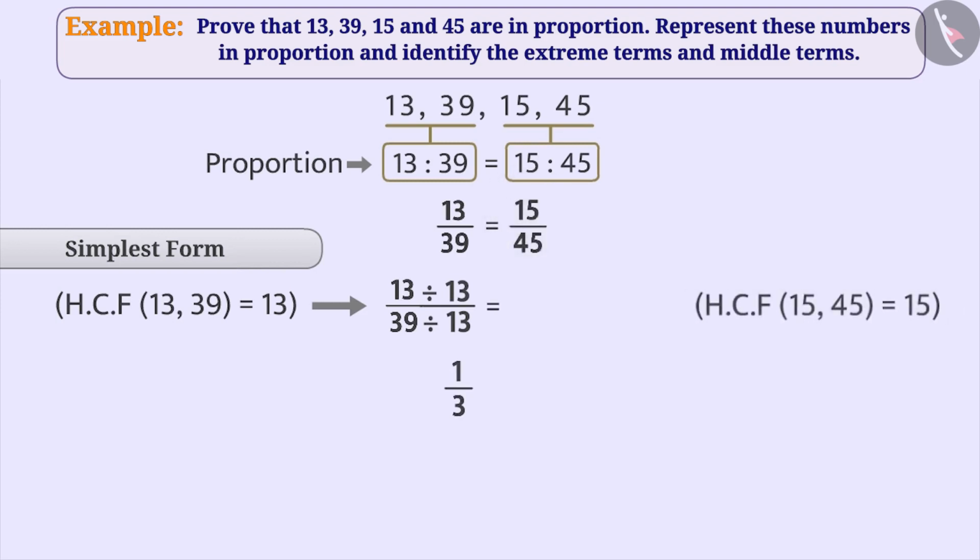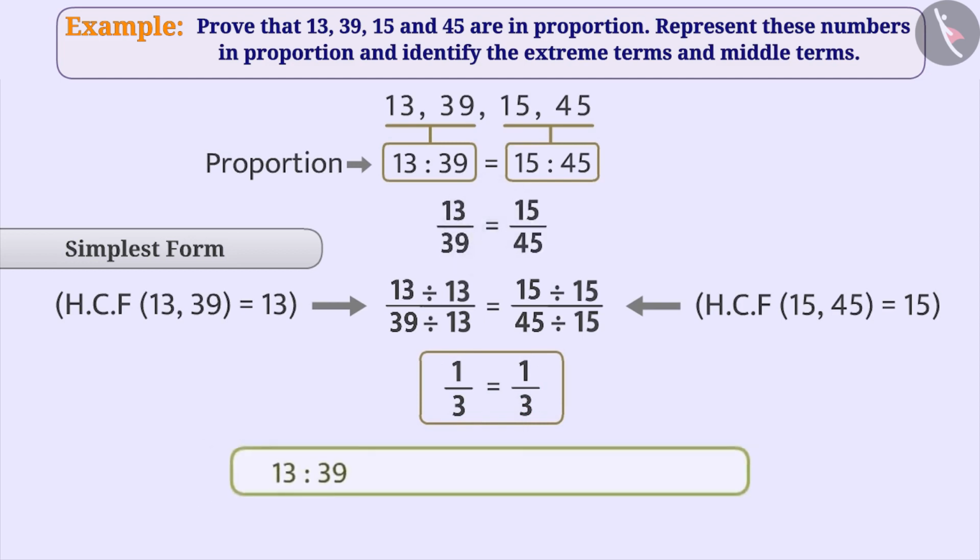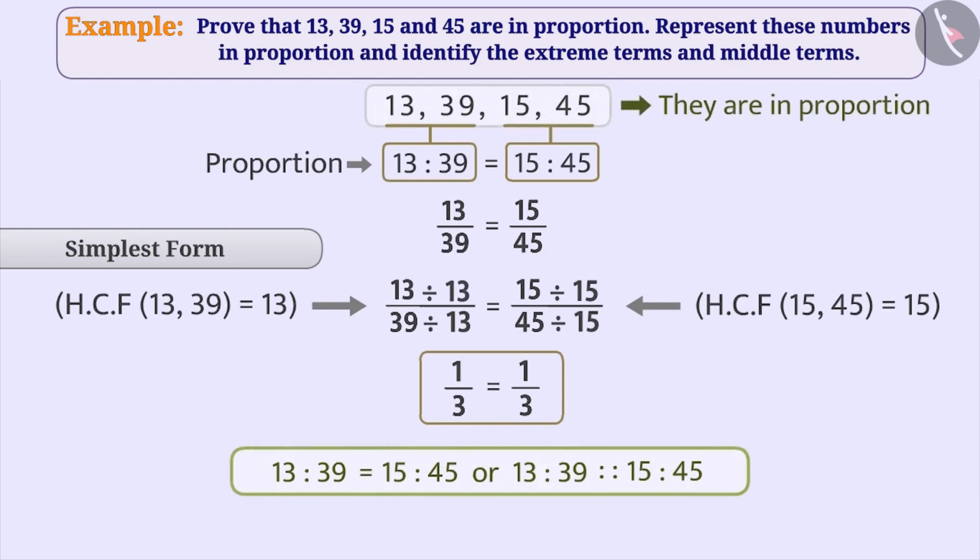Similarly, the HCF of the numerator and denominator of 15 by 45 is 15. If we divide the numerator and denominator of 15 by 45 with the HCF 15, then we get the simplest form of this fraction, 1 by 3. The simplest form of both these fractions is equal. Therefore, we can see that 13 by 39 is equal to 15 by 45. That means 13 is to 39 is equal to 15 is to 45, or 13 is to 39 is proportionate to 15 is to 45. Thus, we say that 13, 39, 15 and 45 are in proportion.